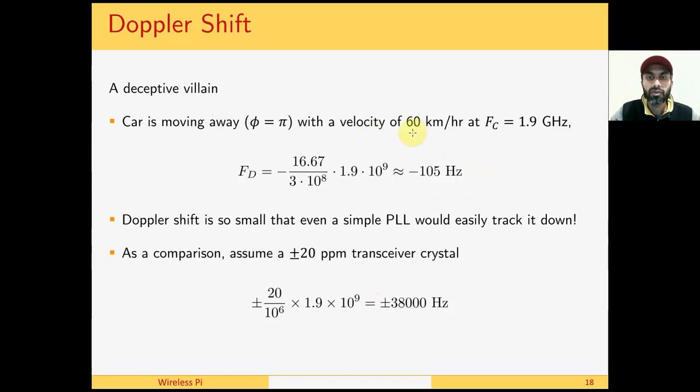If car is moving with a velocity of 260 km per hour at fc equals 1.9 GHz, the Doppler frequency comes out to be just minus 105 Hz. This is so small that even a simple PLL would easily track it down. On the other hand, for a comparison, a plus minus 20 ppm crystal at 1.9 GHz can generate a carrier frequency error of 76,000 Hz. Compare this value with the Doppler shift. Why is Doppler shift so important then when it can easily be recovered with a PLL?